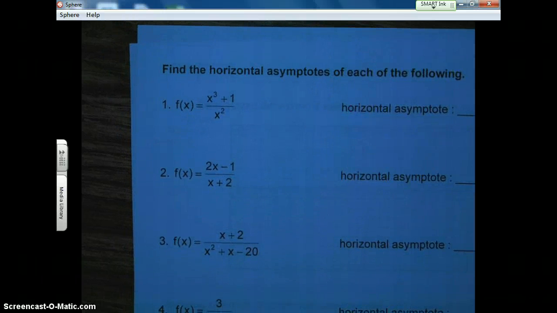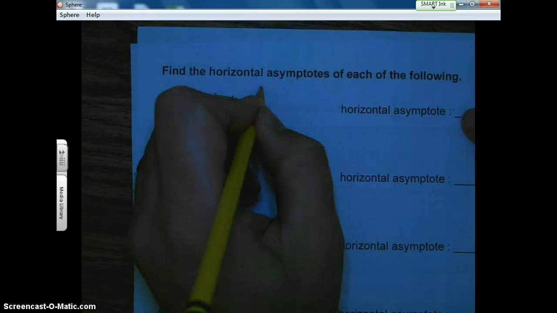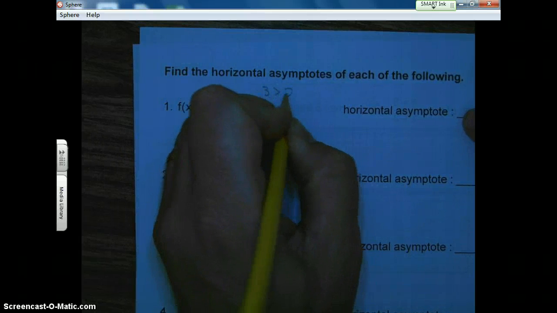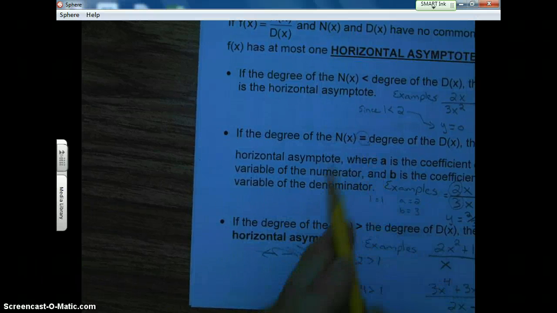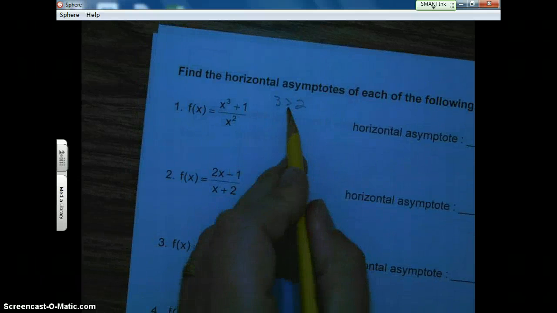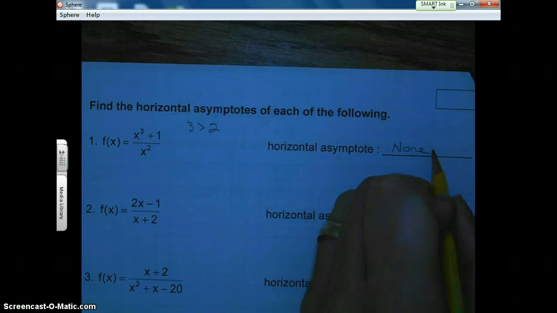So you need to know the degree, and you need to know the rule. So in this case, the degree is 3 and 2. Well, 3 is greater than 2. All right, I don't remember. Let's go look. No, that's less than. No, that's equal. Greater than. No horizontal asymptote. Got it. Okay, got to remember this. Greater than: none.